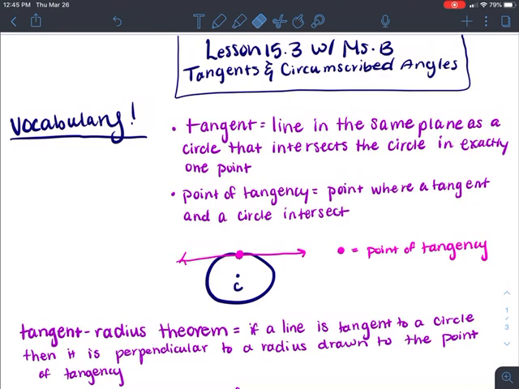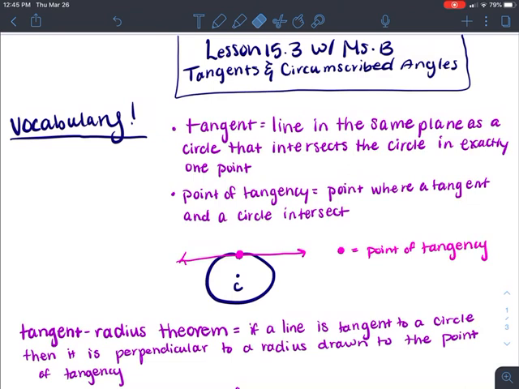So we're going to be going over lesson 15.3, tangents and circumscribed angles today. We're going to go over some vocabulary first. These are important terms to know because they're going to be talking about them in the problems, and if you don't know what they mean, it'll be a little hard to understand what your problem is trying to ask you.